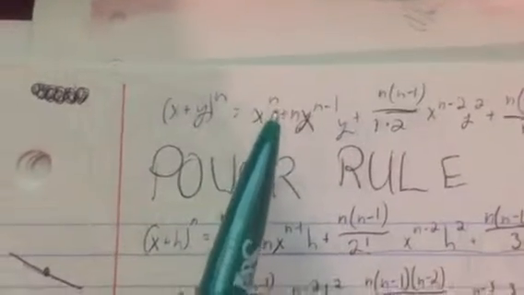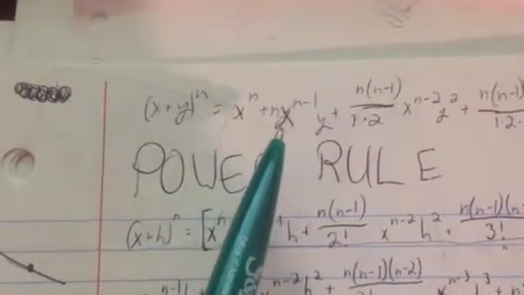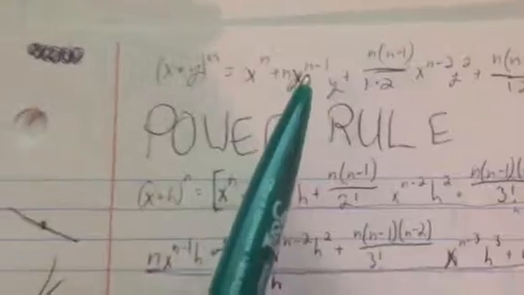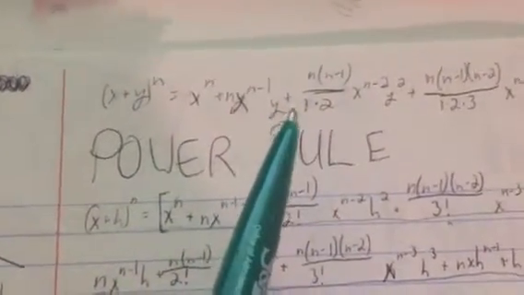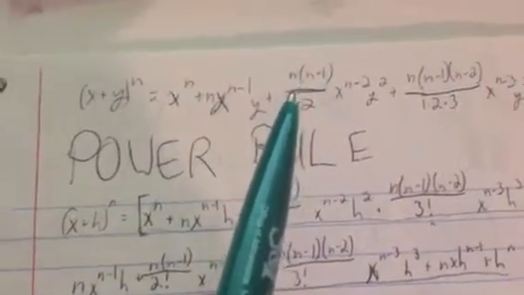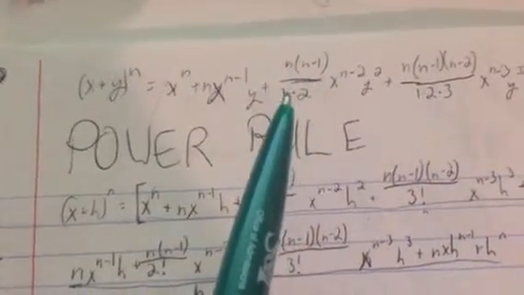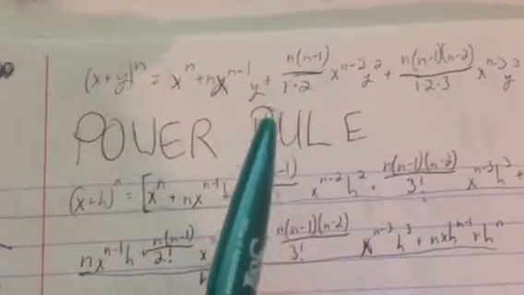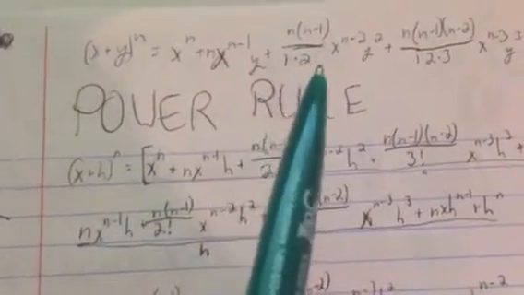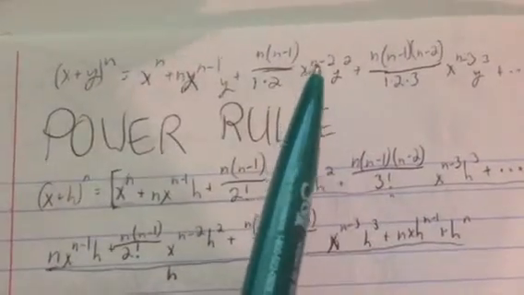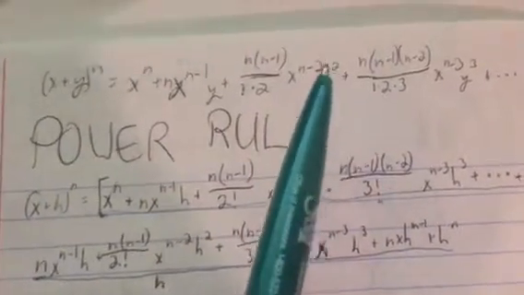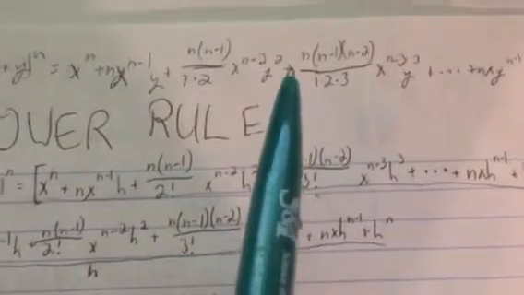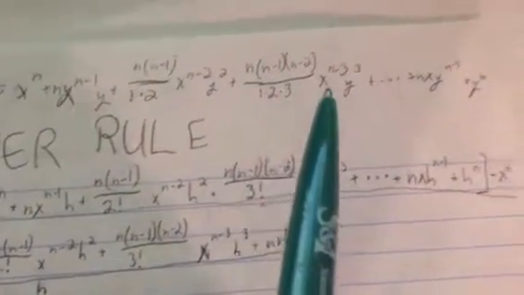which is here, that (x plus y) to the n equals x to the n plus n times x to the n minus 1 times y plus n times (n minus 1) over, I think that'd be 2 factorial, I don't know why I wrote this, times x to the n minus 2 times y squared. And then this pattern repeats itself for the remainder of the terms.